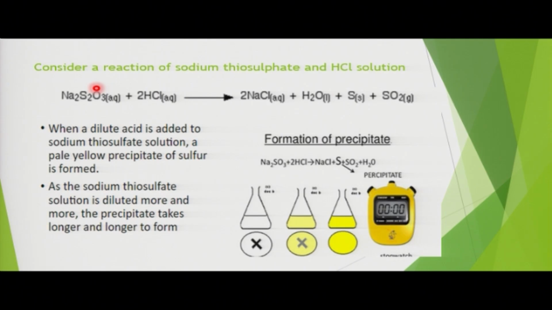The reason, as we've seen, is that the reacting particles, in this case the ions, are far apart. So they won't be colliding, meaning the effective collisions are at a minimum. And so the reaction will take longer to be observed. So that is it with the concentration.